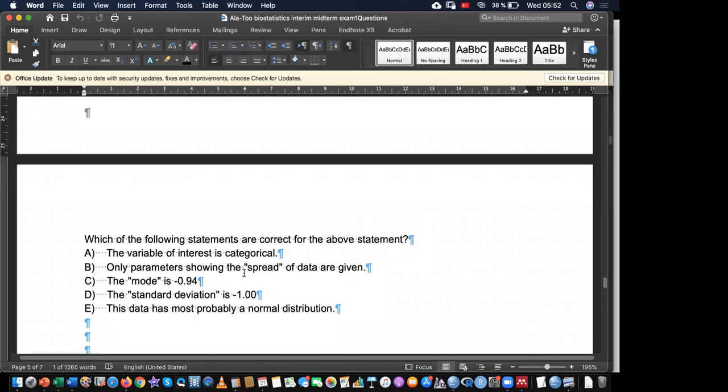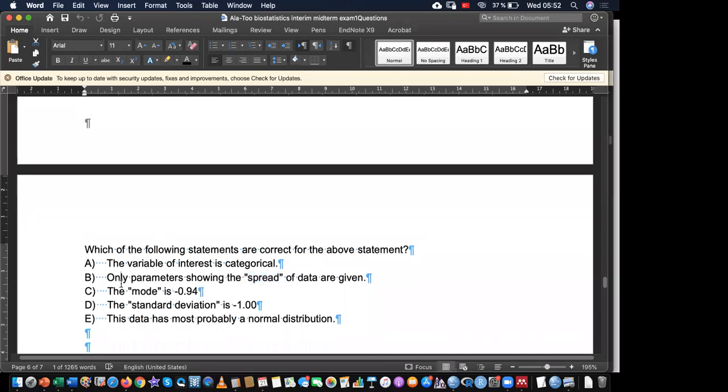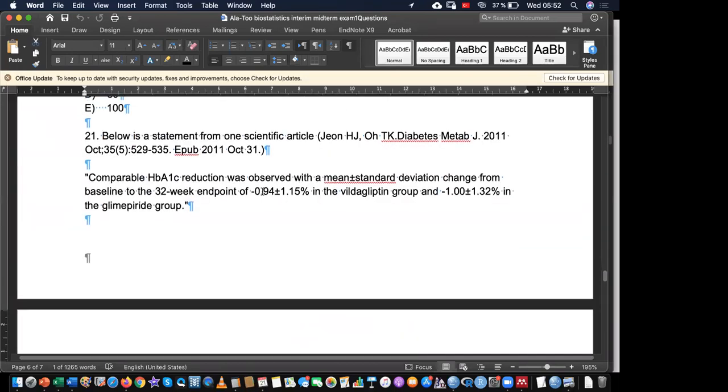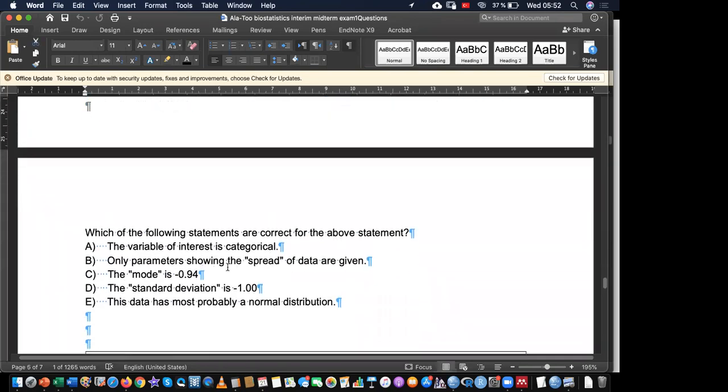Only parameters showing the spread of data are given. What were the parameters showing the spread? The standard deviation, the variance, the percentiles, minimum, maximum. Only spread parameters? No. We have also the mean. You see, mean and standard deviation. But this is also not correct.